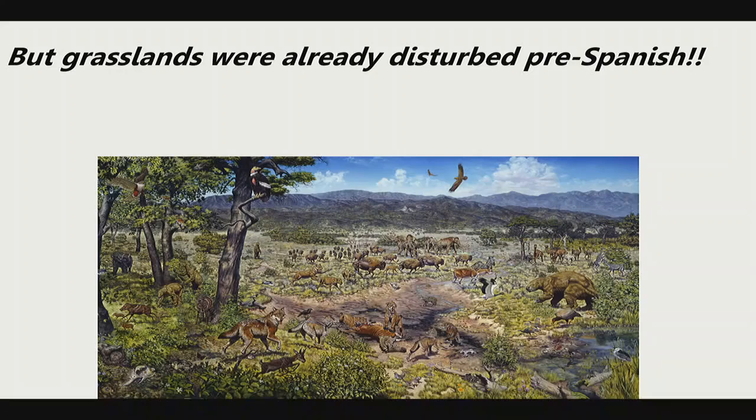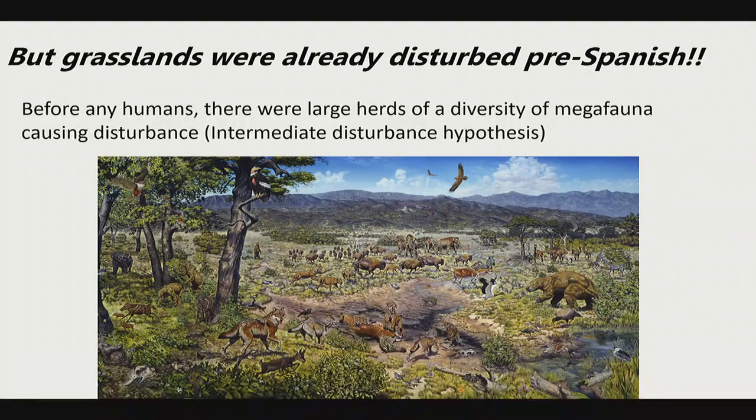But disturbance is good in a lot of ways, especially in places like grasslands that are kind of reliant on disturbance to maintain biodiversity. Because it turns out that historically, the grasslands of California and North America in general were disturbed prior to European colonization, prior to human colonization, right? We had, in North America, massive herds of megafauna. We think we mentioned the term megafauna in here before.